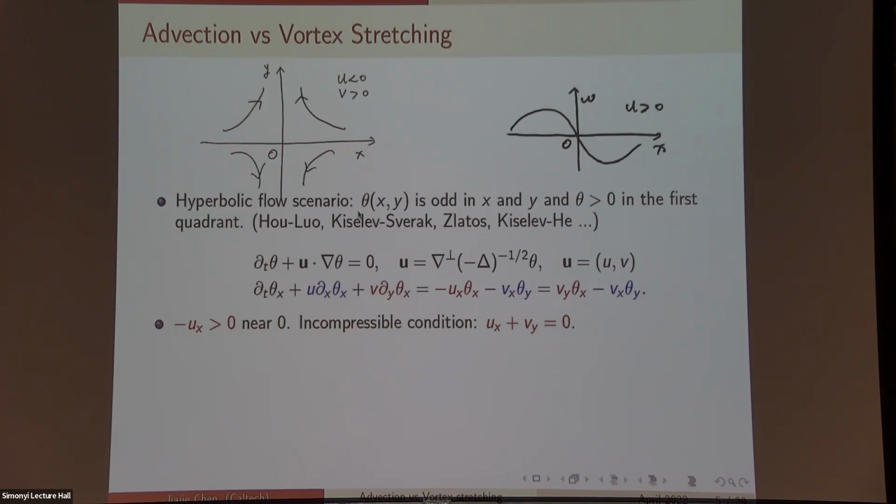So we see that there's some cancellation between this advection and vortex stretching, at least near this axis. And we see that the cancellation is due to this incompressible condition. So this is the first lesson we learned from this simple calculation.